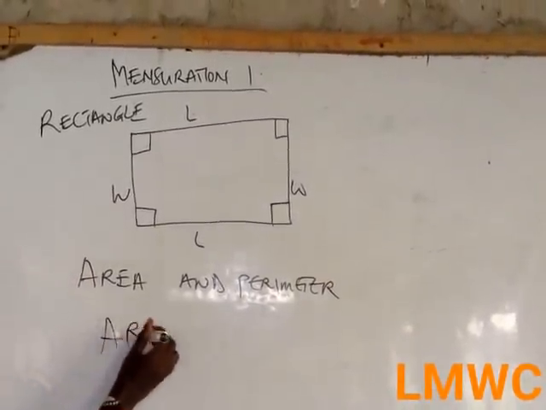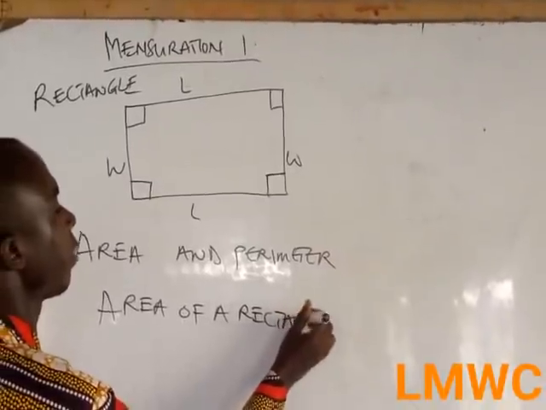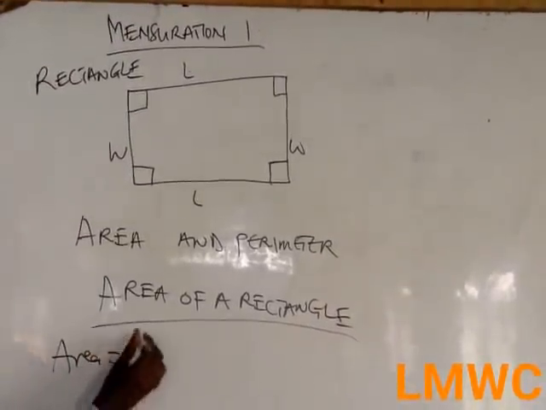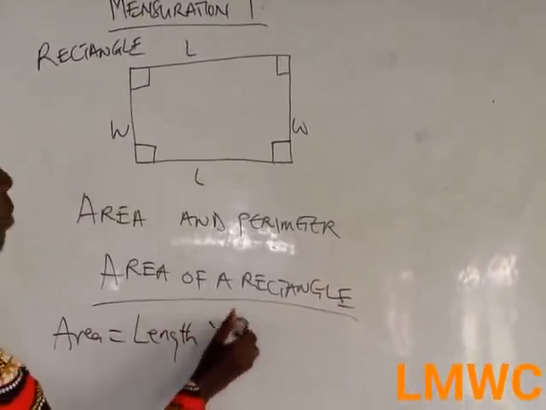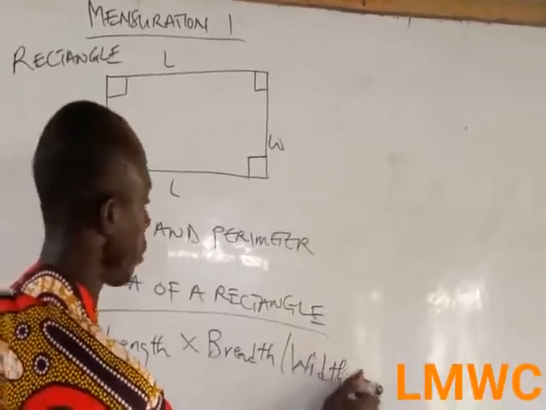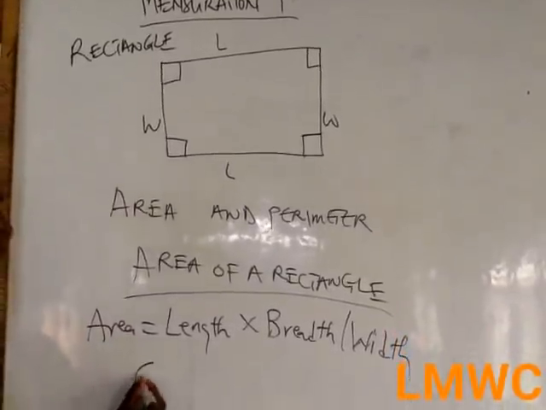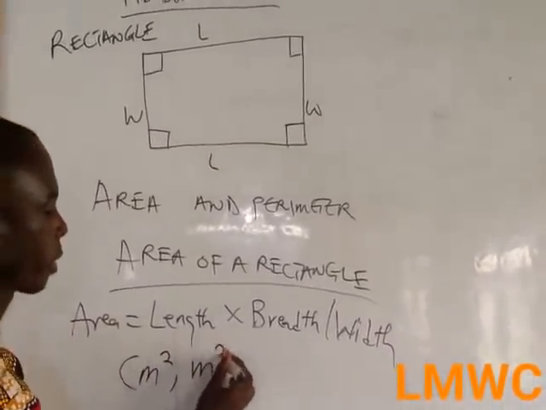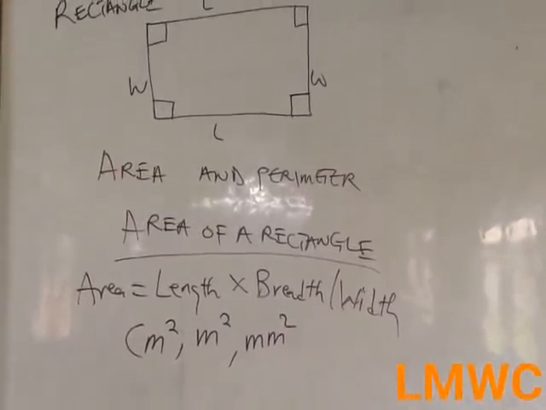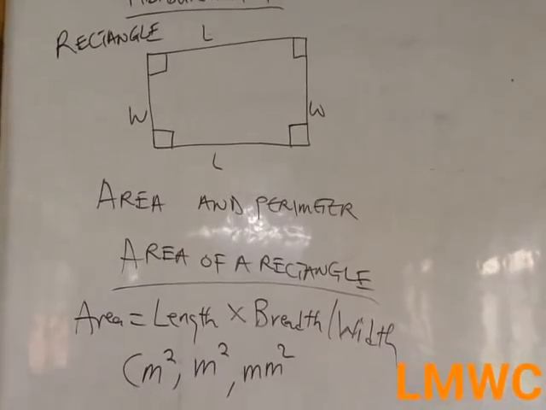So we take area of a rectangle. And for area of rectangle, the formula is length times breadth or width. And for rectangle, the unit is measured in either centimeter square, meter square, or millimeter square. That's the unit for area. So you should know the formula. Under mensuration, we deal with formulas. So the area is equal to length times breadth.